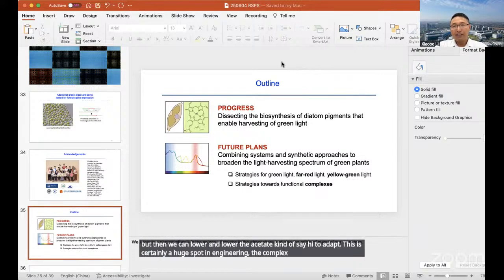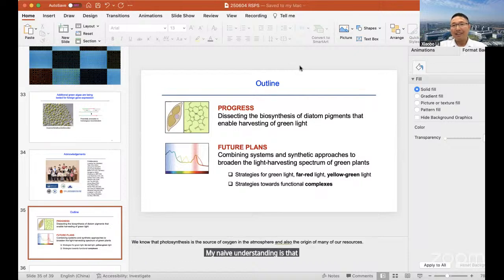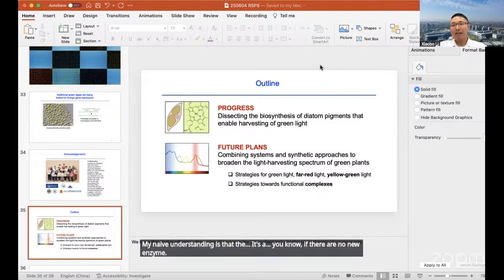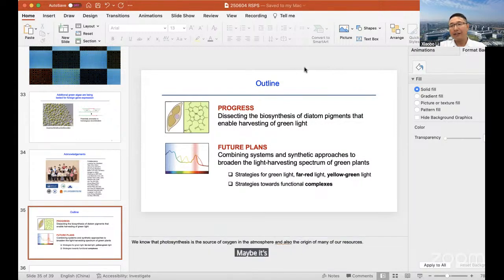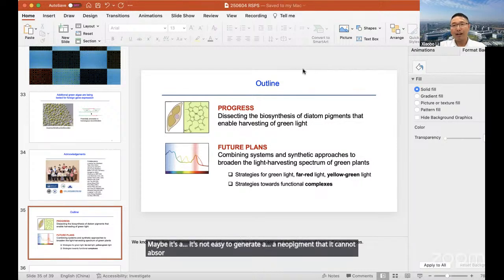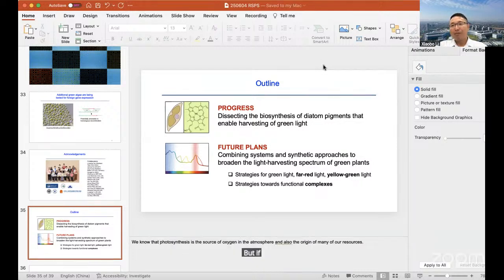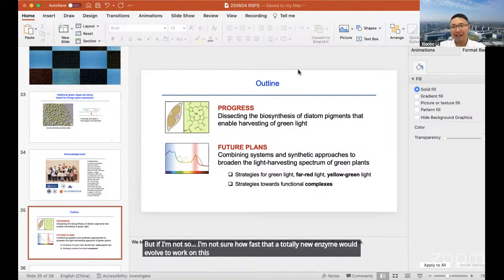But for the pigments, my naive understanding is that if there is no new enzyme, maybe it's not easy to generate a new pigment, then it cannot absorb green light. I'm not sure how fast a totally new enzyme would evolve to work on those. But it's an interesting thought. Thank you.